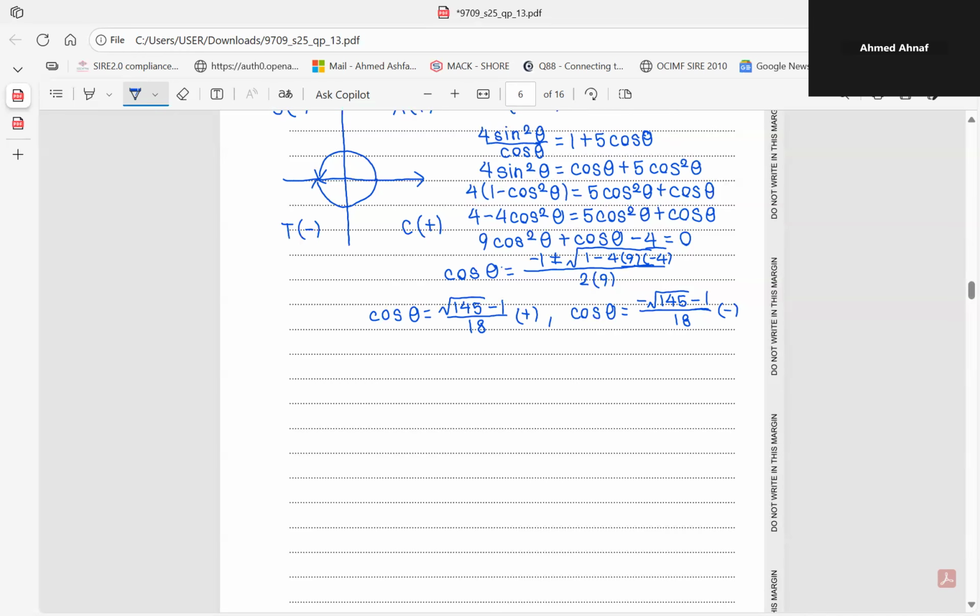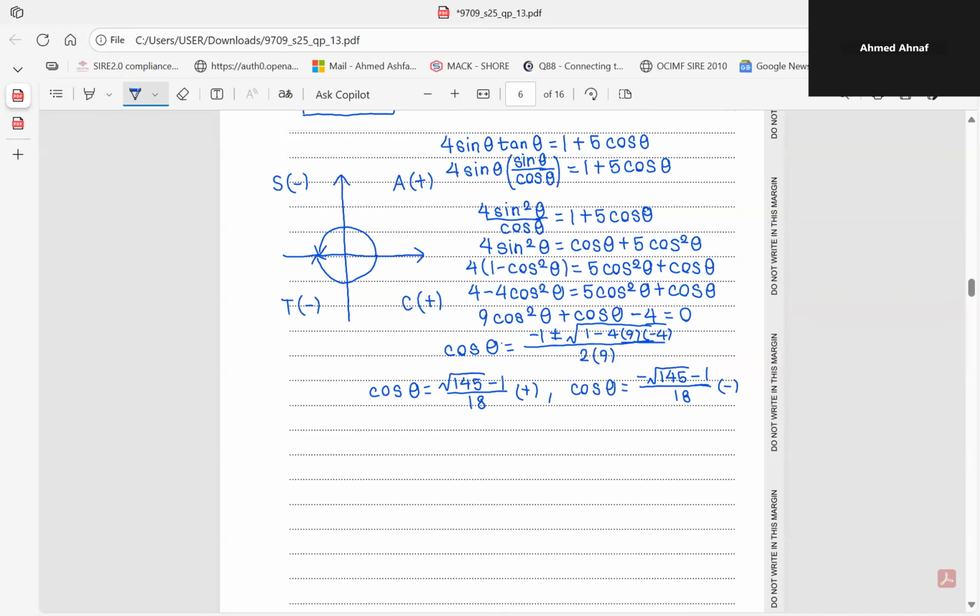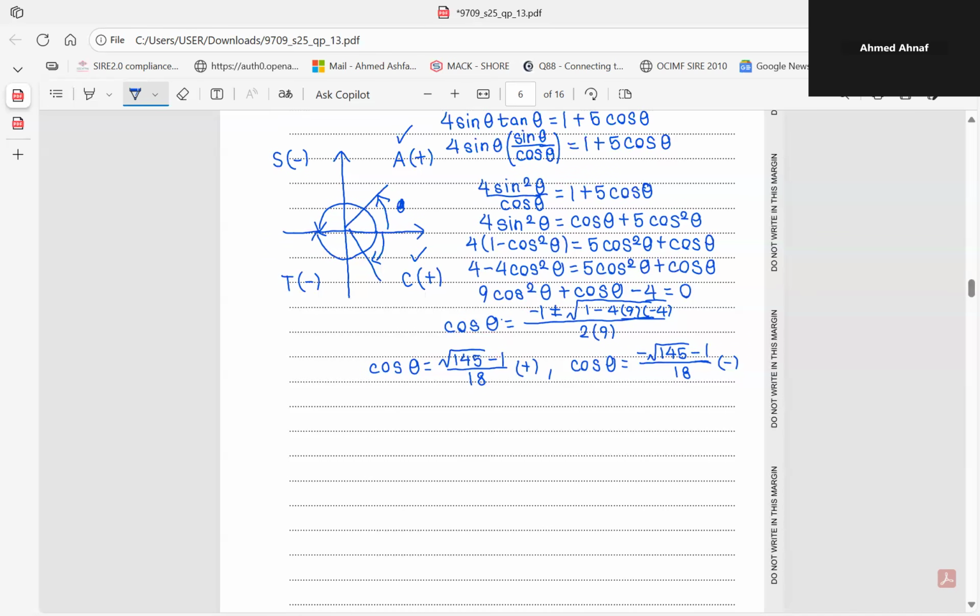Okay, now let's solve the equation cosine theta equals square root 145 minus 1 over 18. So for this, theta would either be in the first quadrant or the fourth quadrant. So either theta can be a positive acute angle, or a negative acute angle. So let's find the positive acute angle first. So just take the inverse of cosine. Just take cosine inverse of square root 145 minus 1 over 18.